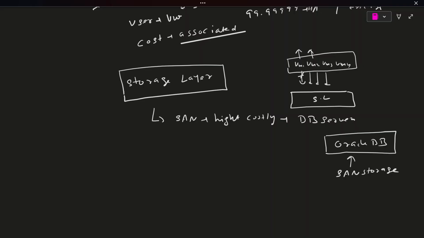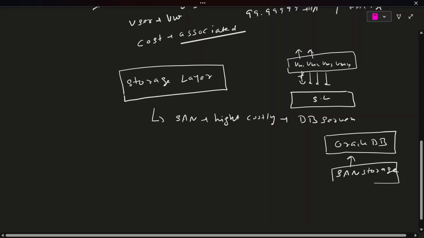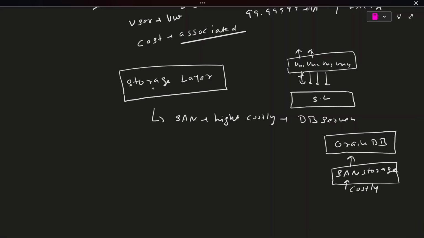Correct? And these are very costly. They are high-performance storage, so they are very costly. So here, this storage layer, these are not SAN. What are they? They use cloud storages, or I would say object storage.